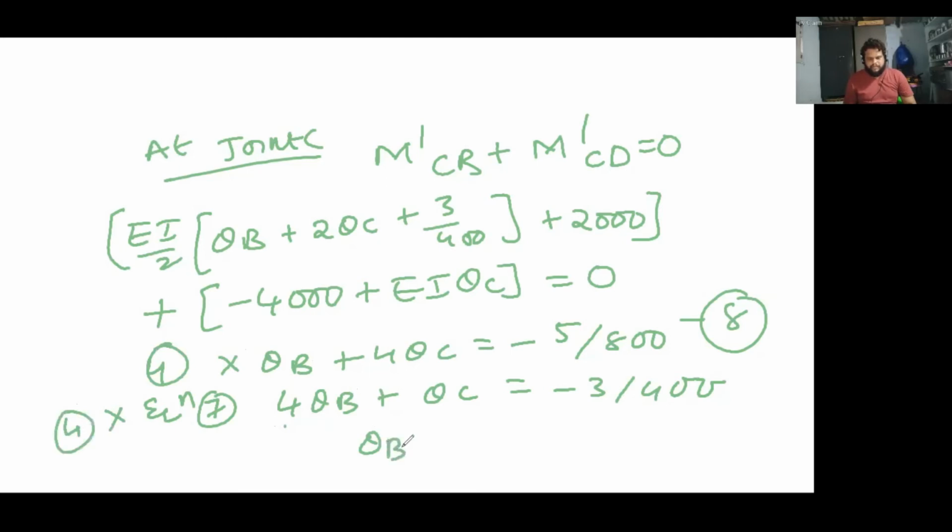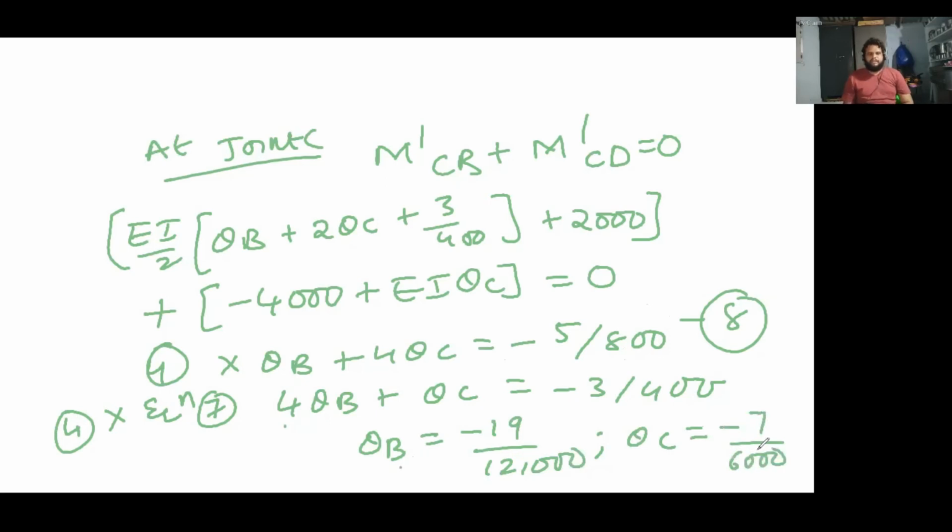So theta B, please solve it. If you solve this, you will be getting theta B equal to minus 19 by 12,000, and theta C, you substitute. Now once you get this theta B, you substitute either in equation 8, otherwise you substitute in equation 7. You have to substitute in the original equations. So theta C is minus 7 by 6,000.